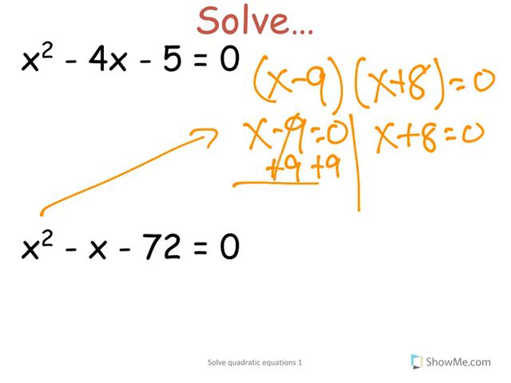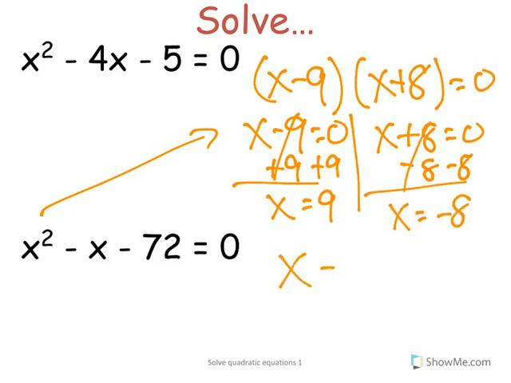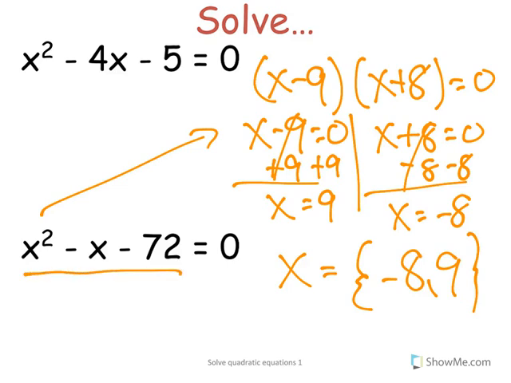So my first solution should be positive 9. And my second solution should be negative 8. So when I write it as a solution set, I should have negative 8, positive 9. And again, if I just want to go casually back through it, negative 8 squared is 64, minus negative 8 would be plus 8, is 72, minus 72 is 0.